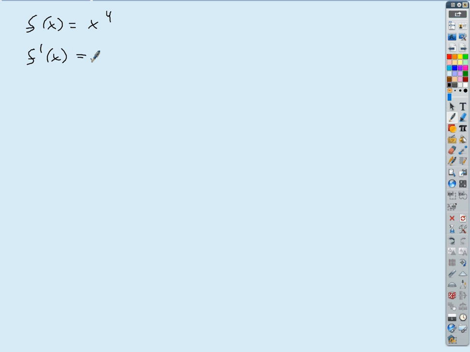What if we do x to the 4th? First derivative, 4x cubed. Second derivative, 12x squared.